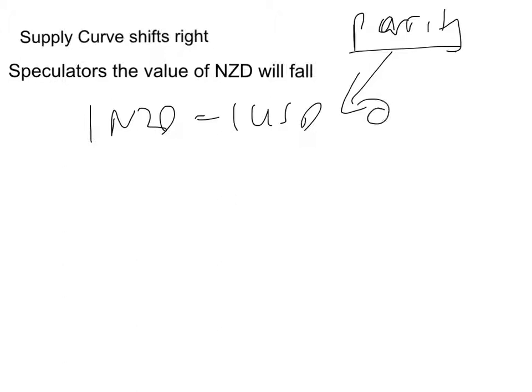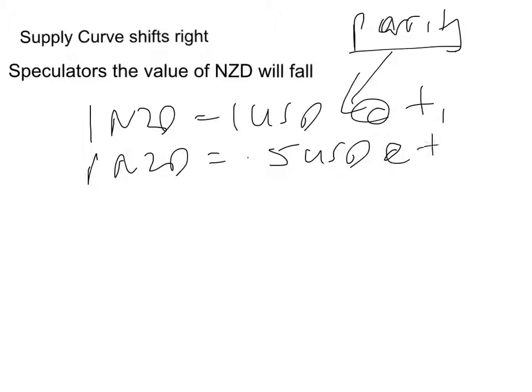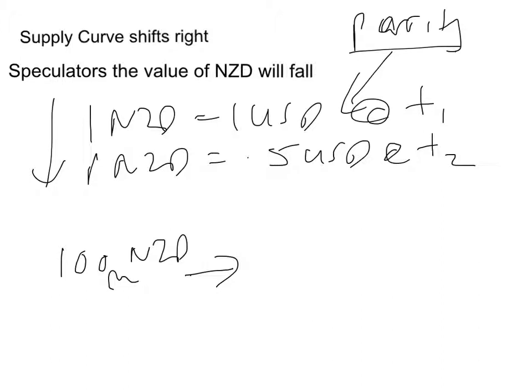Now that's at T1. What about if we make 1 New Zealand dollar now equal to 0.5 US dollars at T2? What we can see is that the New Zealand dollar over time has lost value. So what does that mean? Well, look, if it was me, if I had 100 million New Zealand dollars, knew the dollar was going to lose value against other currencies, I'd convert it into US dollars. That's 100 million US dollars.